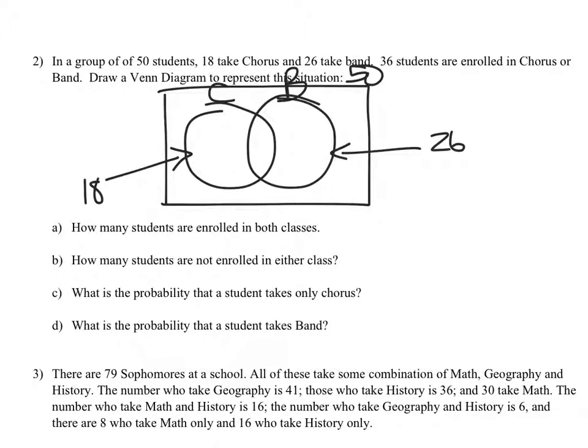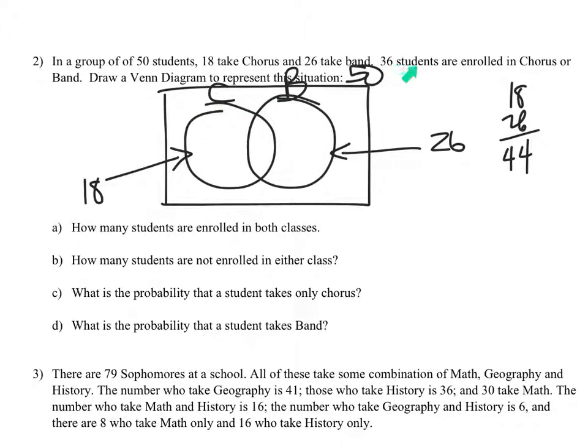Maybe you're super geniuses. So we have 18 here and 26 in chorus and band. 50 should be the total of them all. What we need to do is we need these individual numbers and the outside number here. So if I add these two together, 18 and 26, I get 44. Now, what this says here, that means that this circle plus this circle is 44 right now.